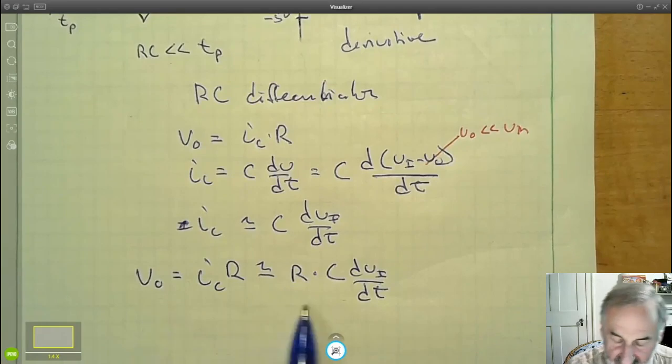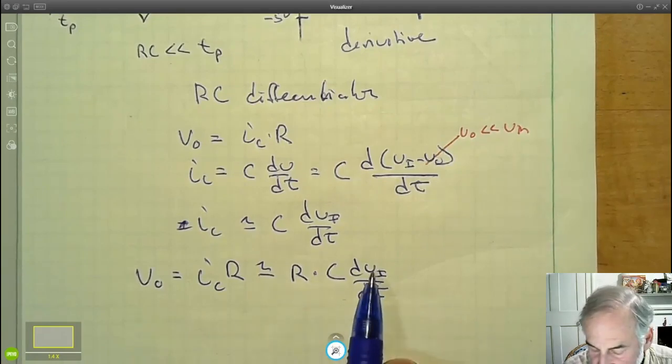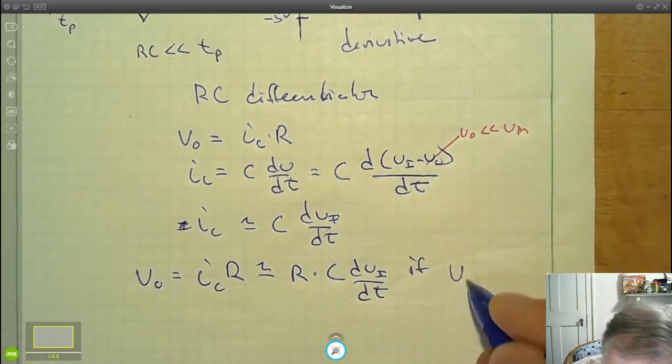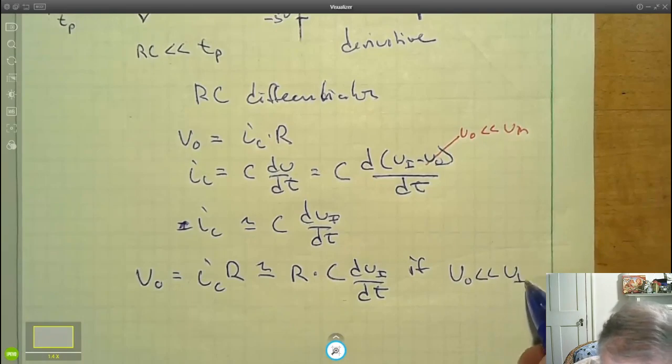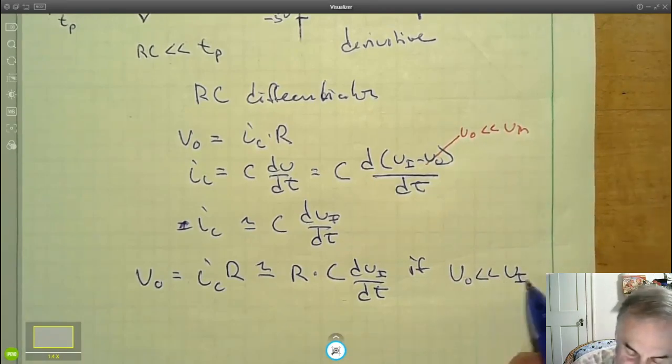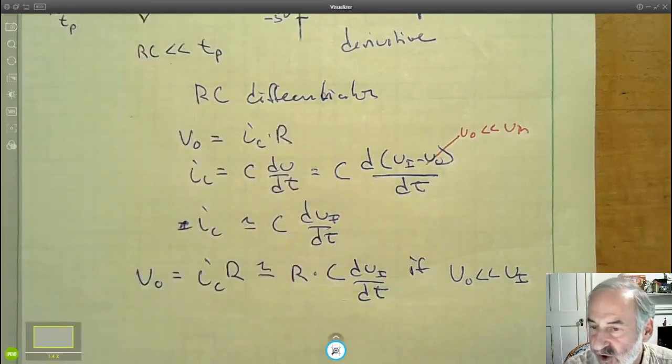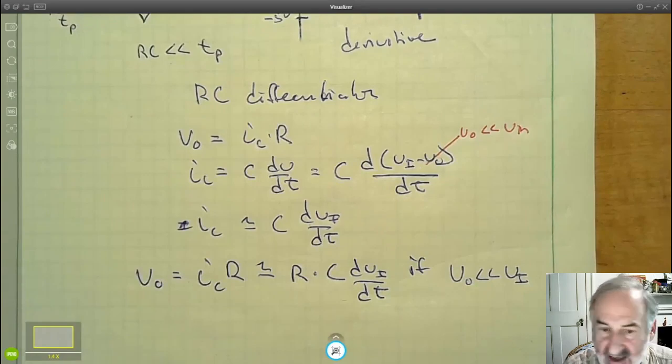So V out is going to be essentially the derivative of V in times a constant if V out is much, much less than V in. And actually what that's saying is that the RC time constant has to be small compared to the time we're looking at.